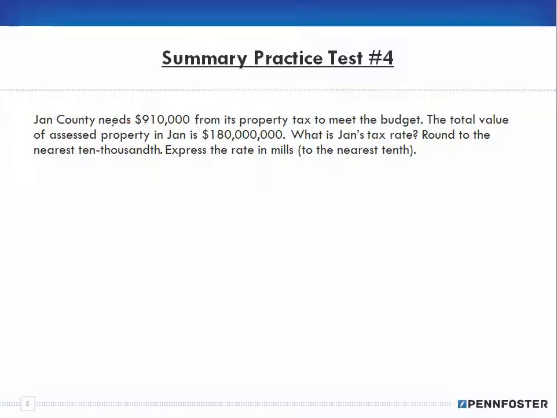And so Jan County needs 910,000 from its property tax to meet the budget. Total value of assessed property in Jan County is 18 million. What is Jan's tax rate? Round to the nearest 10,000ths. Express the rate in mils to the nearest tenth. Okay.